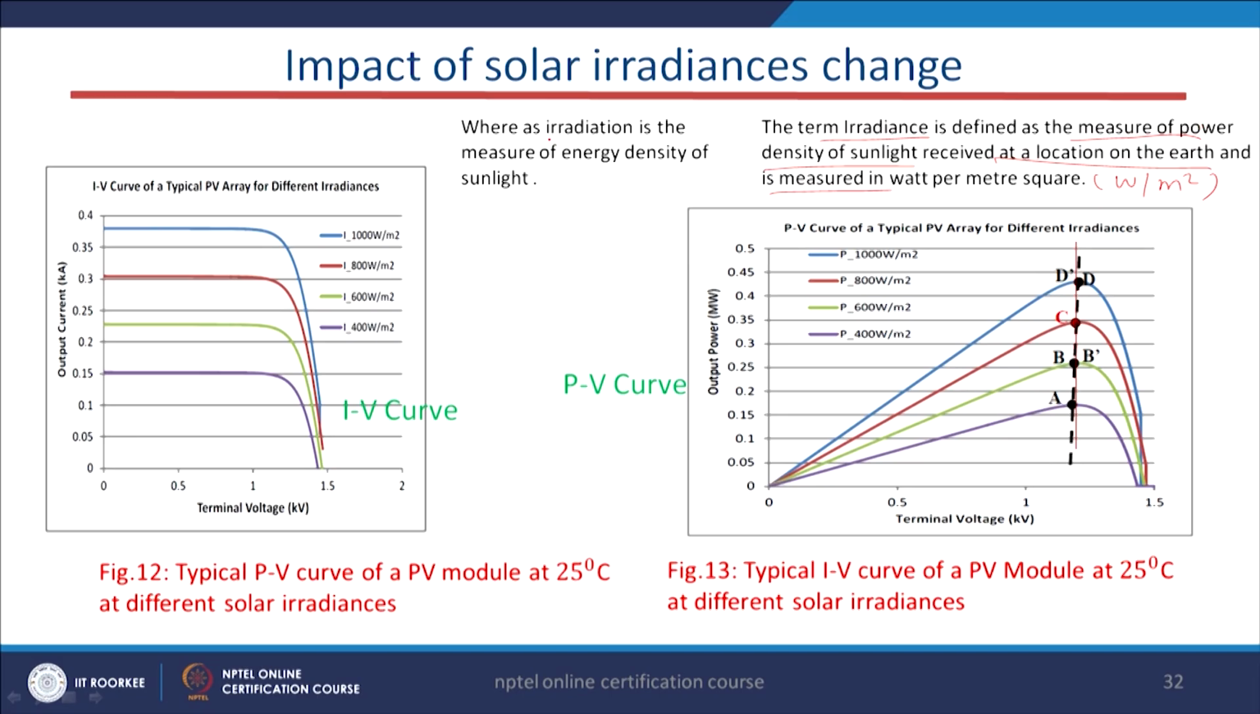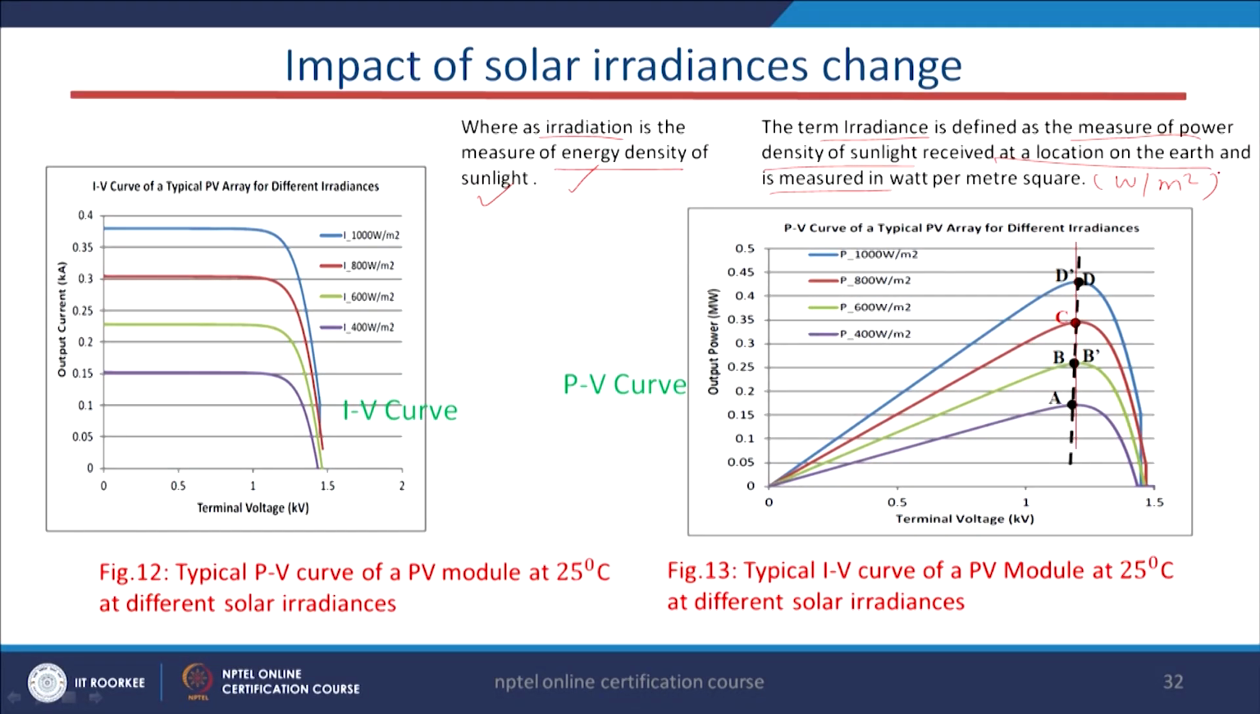Now, what is the difference from irradiation? It is the measure of energy density of the sunlight. These are two different terms or phenomena. This is the energy density of sunlight and this is the power density of the sunlight. Now, the question comes, if I increase or decrease the irradiance of the sun, then how will it affect my IV or VI characteristics and PV characteristic positions, whether they will remain the same or be different. Now, let us come to this IV curve first.